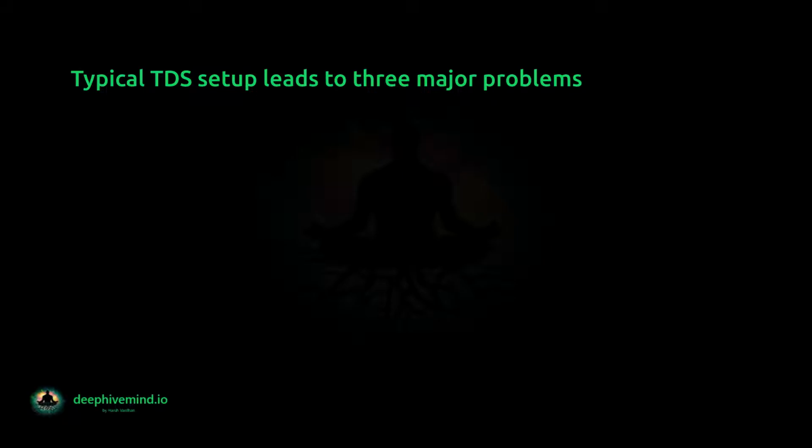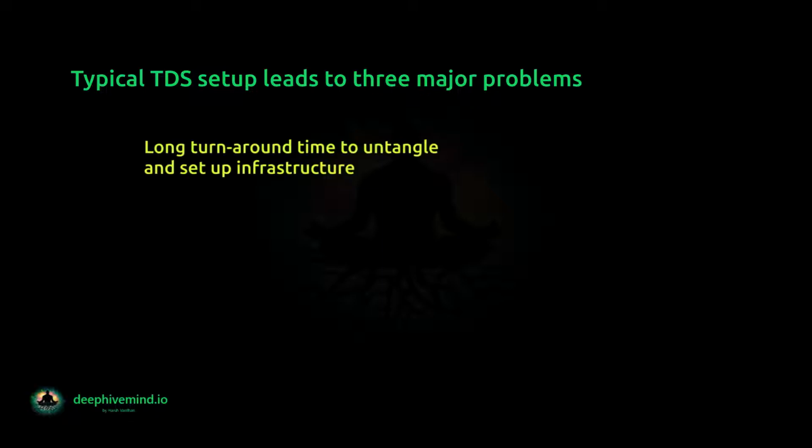A typical TDS setup leads to 3 major problems. 1. Long turnaround time to untangle and set up infrastructure. Companies making use of on-premise infrastructure are responsible for all the costs associated with it, such as the army of engineers required to keep everything maintained and running smoothly. Since the setup is so deeply interconnected, what may seem like a minor change might break other parts of the system. Finding the exact logical coupling between the systems requires a lot of work hours to analyze before any improvements can be made to the existing landscape.